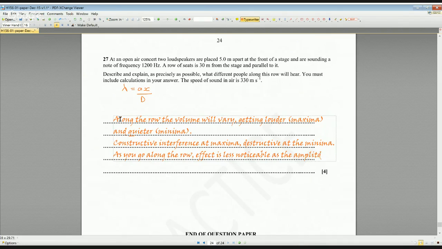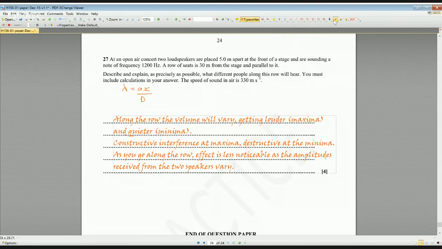Amplitude received from the 2 speakers become more different, so that they're superposing less. But in the center, the 2 amplitudes are very similar. But if you skew off to one side or the other, one of the speakers will become dominant over the other one, so you lose the interference effect that you would get in the middle. So it does say with a calculation.